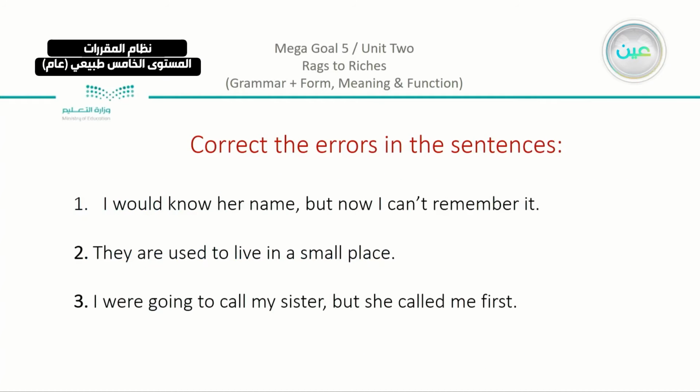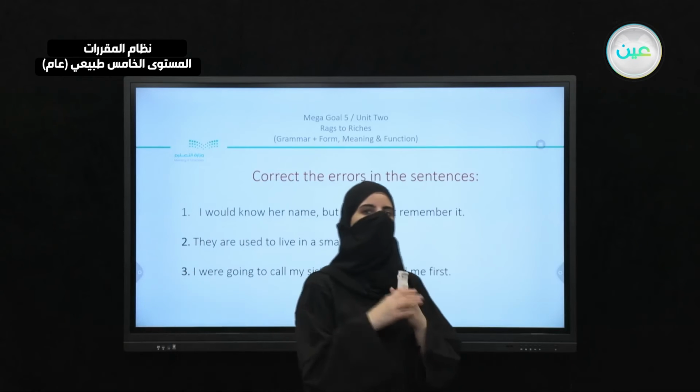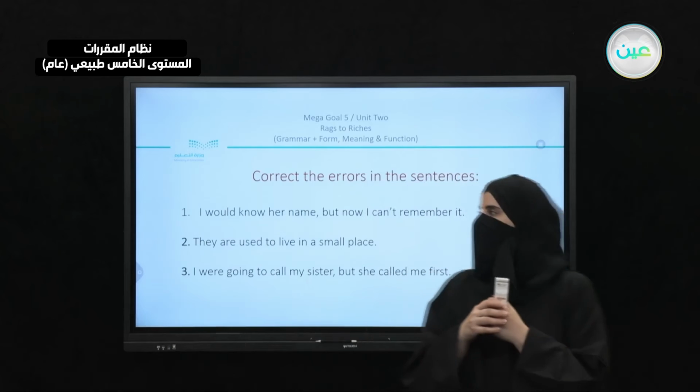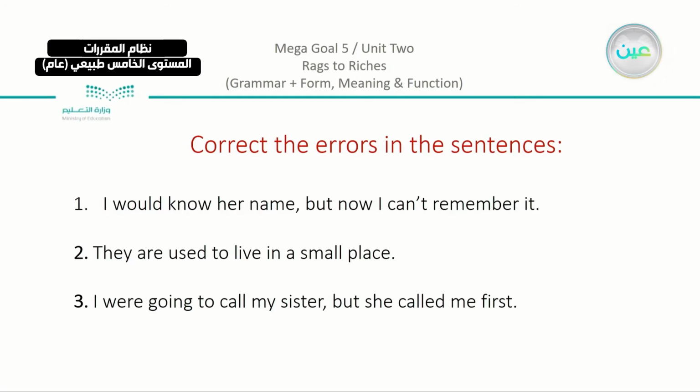Now we have here these sentences also. Now this is a rather a cute exercise to do. We have here, we're just going to read it and see just one small mistake that we're going to correct. We have the first one. I would know her name, but now I can't remember it. You have to discover what is the mistake. I would know her name, but now I can't remember it. So would isn't very suitable here. We're going to say that we have here would is wrong.